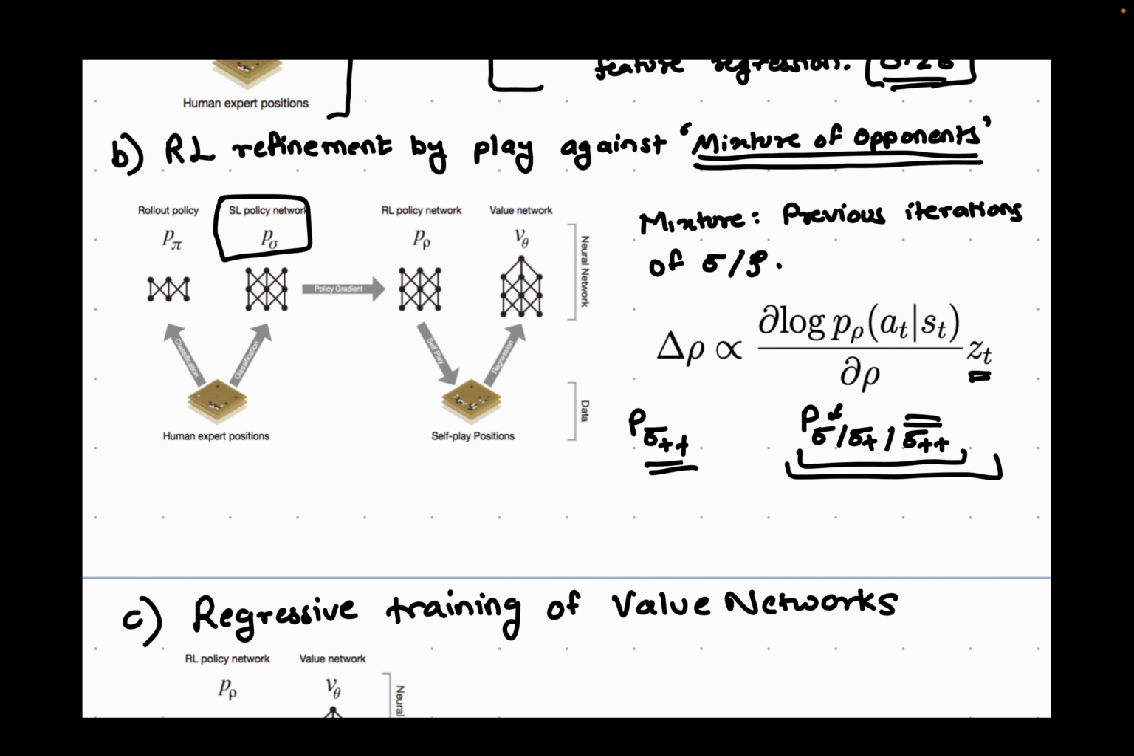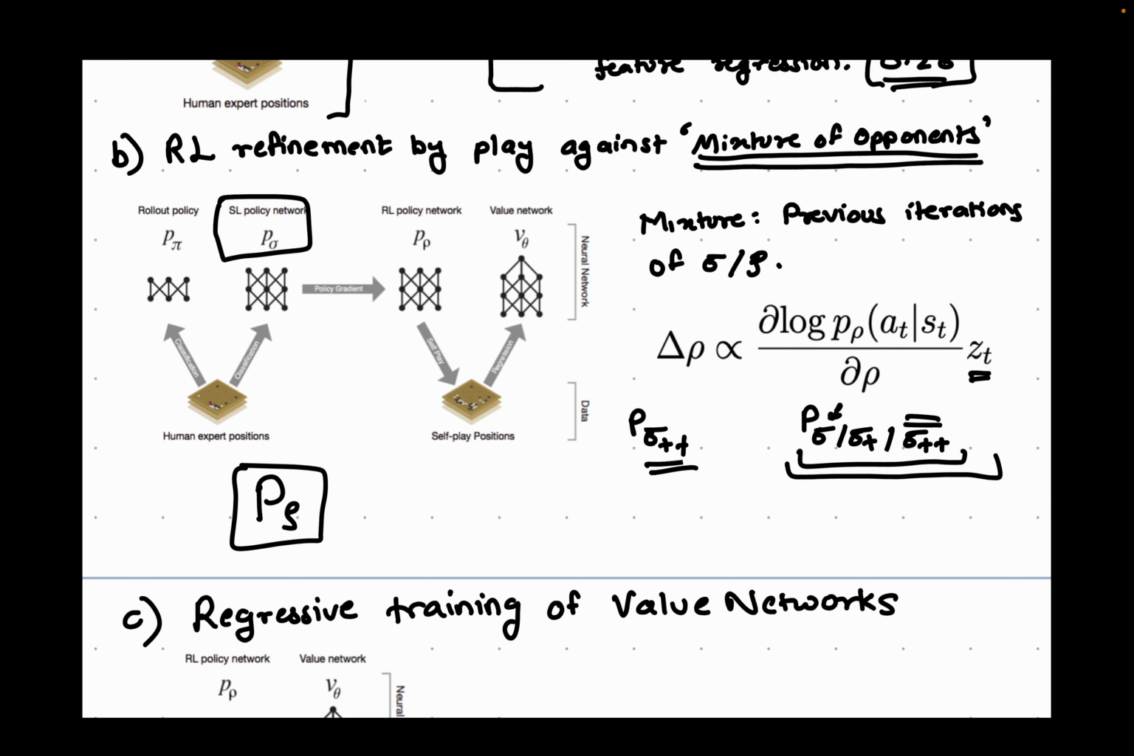That was your part 2. This refines your policy and gives you a policy they call P rho. Now this is a very good policy because it is trained from a warm start by human expert positions, and it is a refinement on that itself. So this is a very strong policy in itself, but they don't stop here.